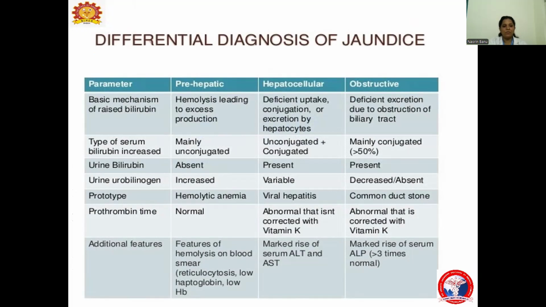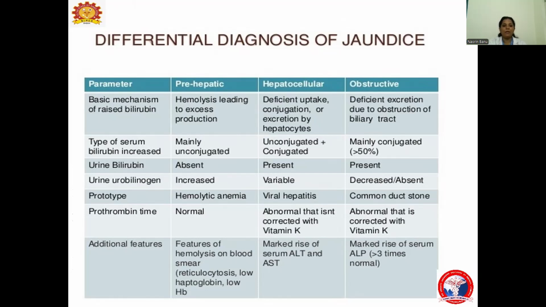The type of serum bilirubin is mainly unconjugated in prehepatic and conjugated in obstructive, whereas both are seen in hepatocellular. Urine bilirubin is absent in prehepatic, whereas it is present in both hepatocellular and obstructive. Urine urobilinogen is increased in prehepatic and decreased in obstructive, whereas it can be variable in hepatocellular.